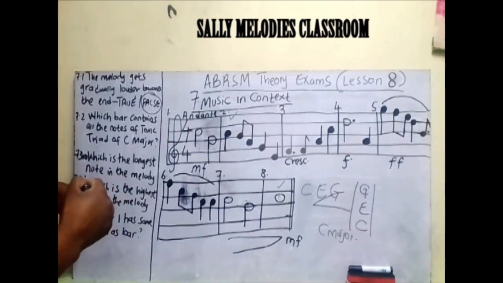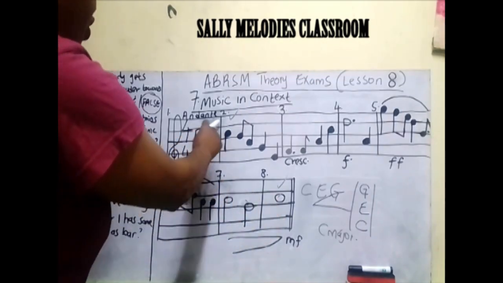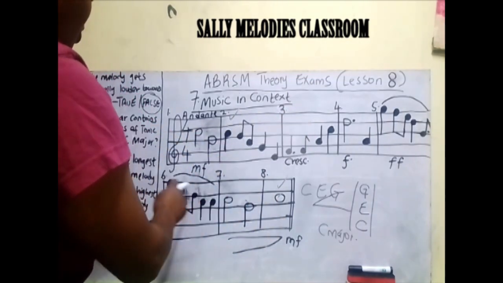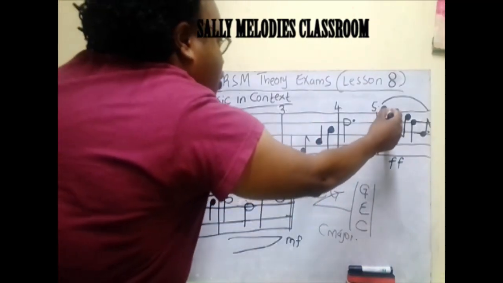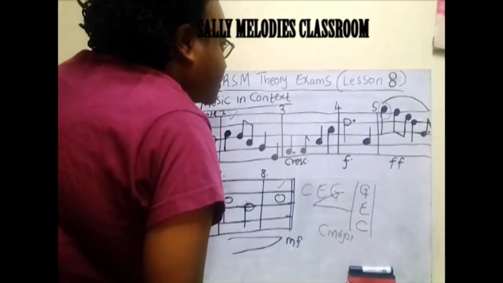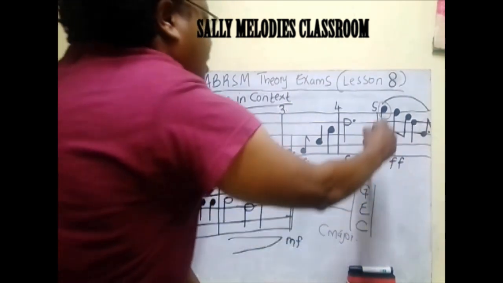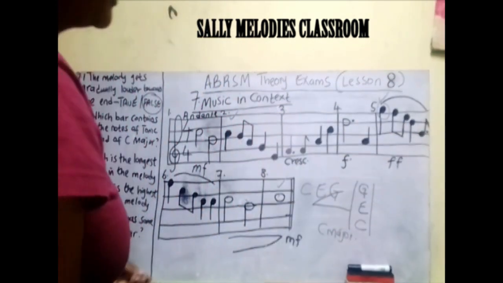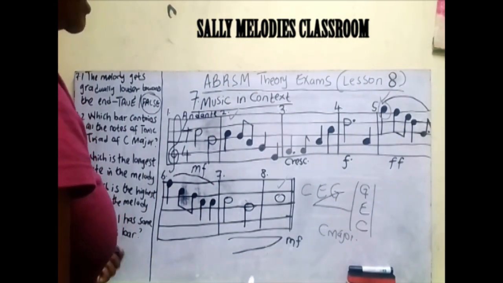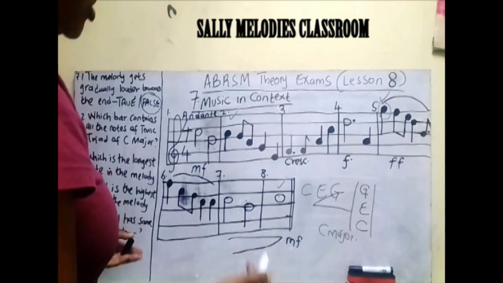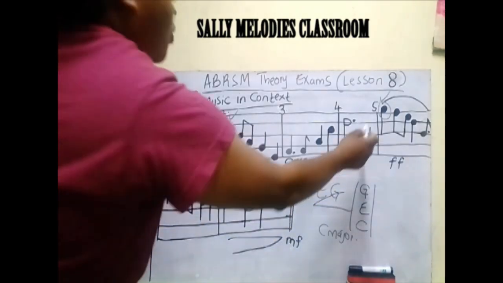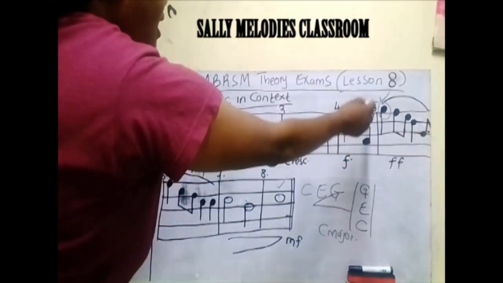And then, which is the highest note in the melody? You just come and check where your highest note is. I think it is this one, which is a G. You'll be given choices and then you tick your answer. You can have 4 choices, B, A, D, G. Then know that your highest note in the melody is a G.